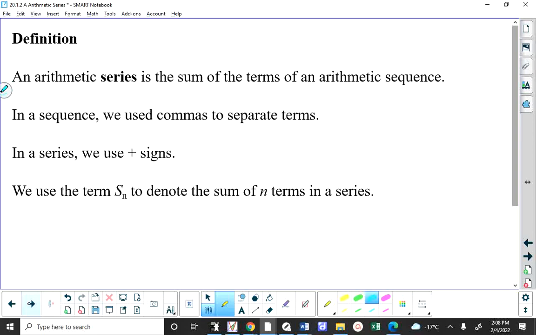Now I want to spend some time to talk about this. Don't confuse S sub n with T sub n. T sub n is what's the term? What's that term? What's that term? What's that term? S sub n is different.